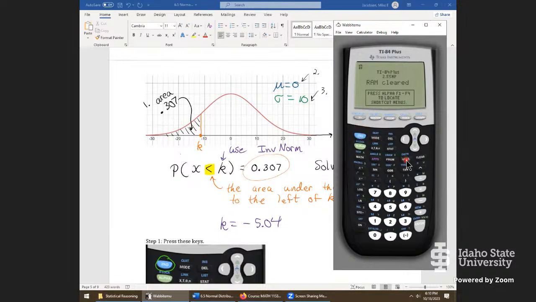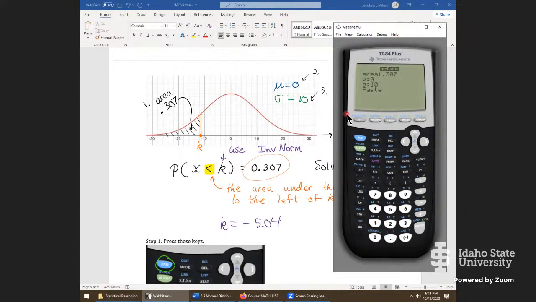It'll look like this. So second VARS, once again, hit option 3. Area to the left is the point, 0.307. Mu is 0, sigma is 10. And that's what the input should look like in this calculator.